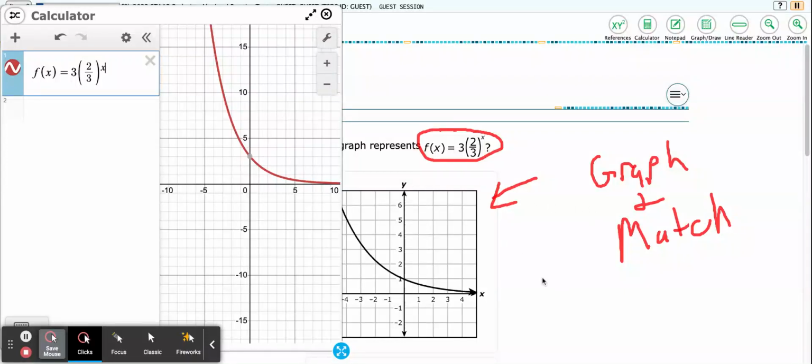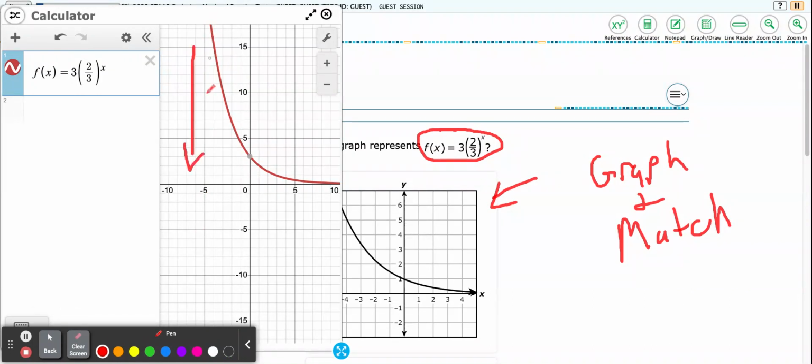All right, so some things I need to know for my matching. This is a decreasing function. So this is decay. It's going down as we move left to right. So it's going further and further down, closer and closer to the x-axis. So this is a decreasing or decaying function.